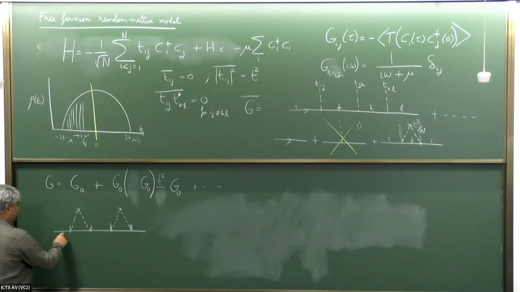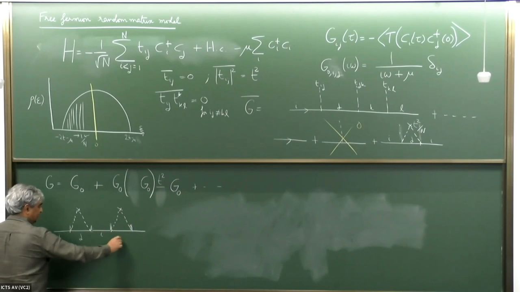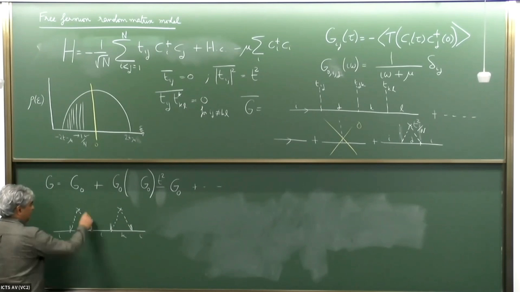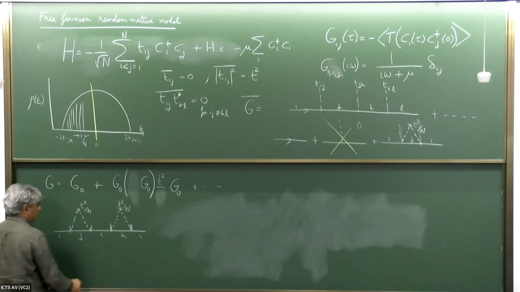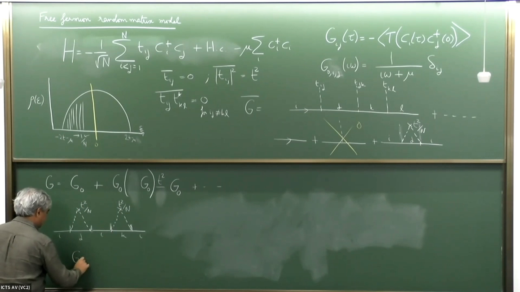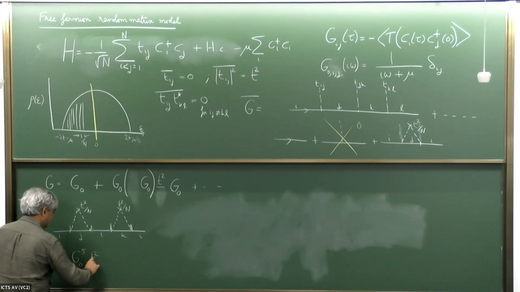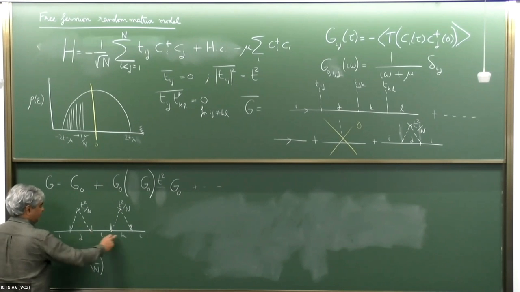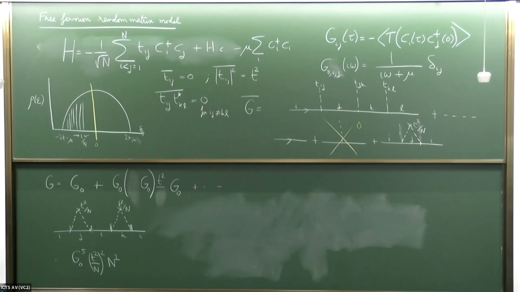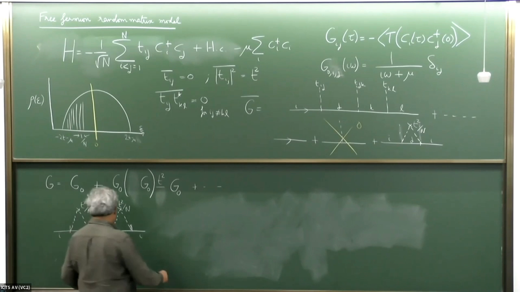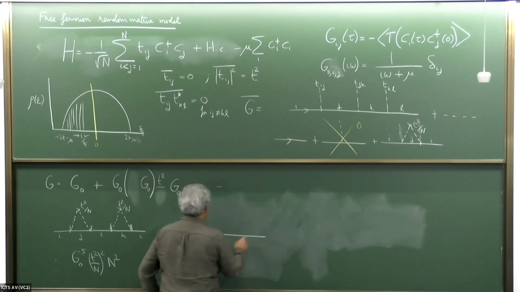Okay, now let's put in some site labels. So this is I, this is J. And this has to be I again, and this will be some K, and that will be I. You get T squared over N, T squared over N. You get sum on J, sum on K. So this thing you can already see is G zero to the power five times T squared over N whole squared, and then factor of N from here and factor of N from there, which is N squared. Okay, so that's well behaved. And so it's finite as N goes to infinity. What else do you have?